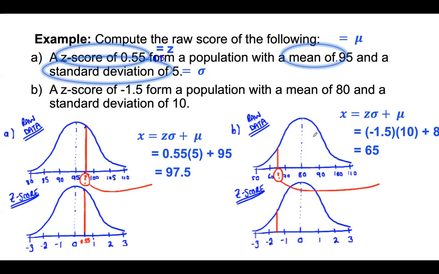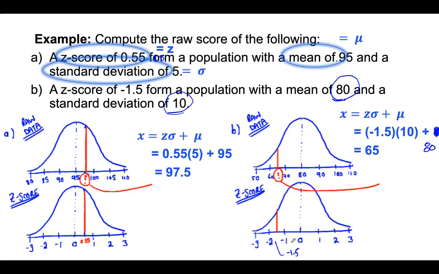Now, the next one, if we have a Z-score of 1.5, let's say this is our negative 1.5, from a population with a mean of 80, so this is 80, and a standard deviation of 10, we can calculate this to be 65.